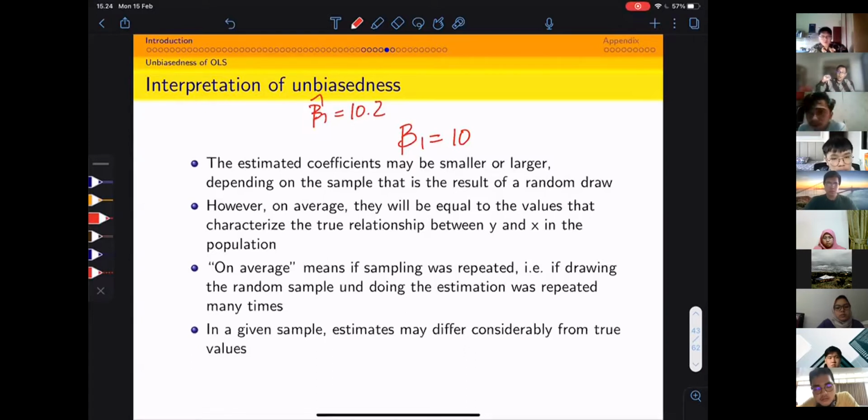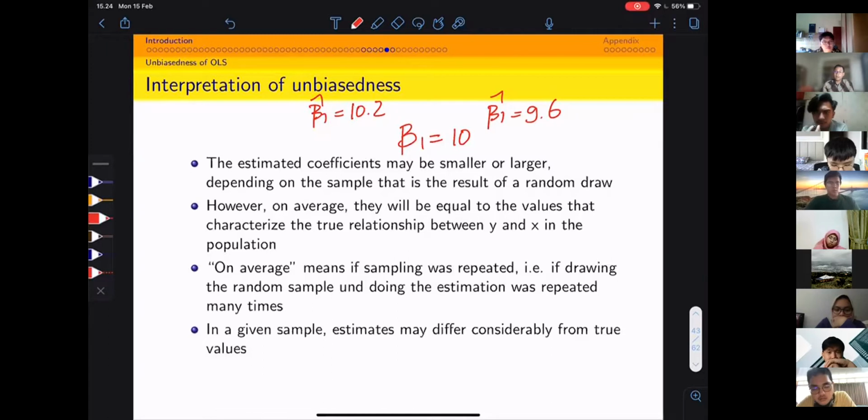Now you do another random sampling, and from the second random sample that you get, you do another estimation, and then you get beta 1 hat of 9.6. What does it mean? It means that the value of beta 1 hat is conditional on the random sample. If you have a different random sample, then the value of beta 1 hat is going to be different.